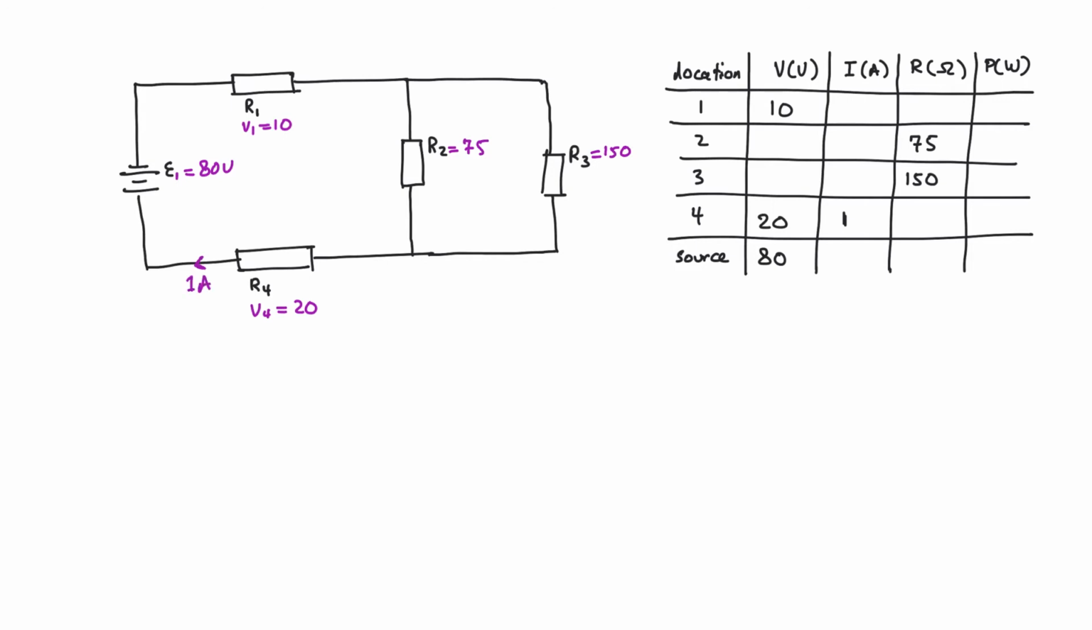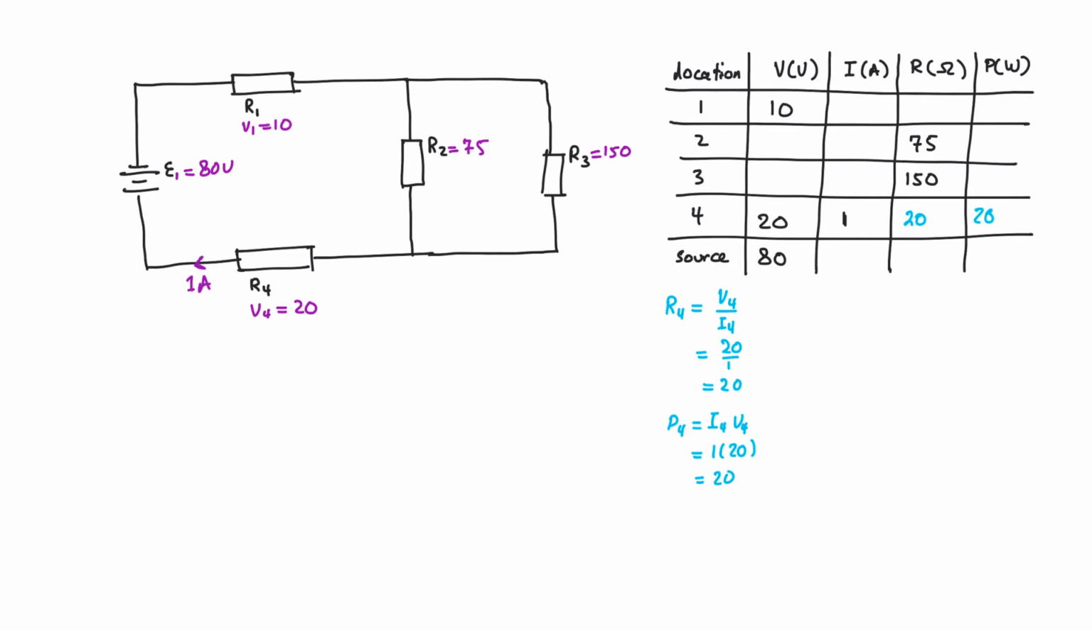The first thing to do is look at the table, and in this case I have voltage and current here, so I can find the other two missing pieces of information. So let's do that first. For resistor number 4, resistance is going to equal V4 over I4, and that's 20 over 1, which is 20. So I know that this resistance is 20, and power across resistor 4 is equal to the current multiplied by the voltage, and that is 1 times 20, which is 20. So I'm going to put that information in as well.